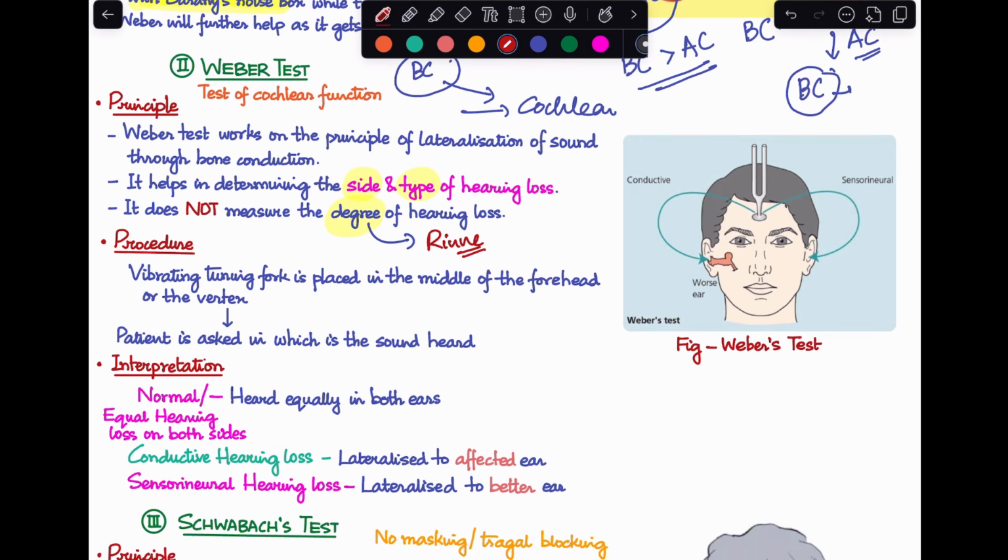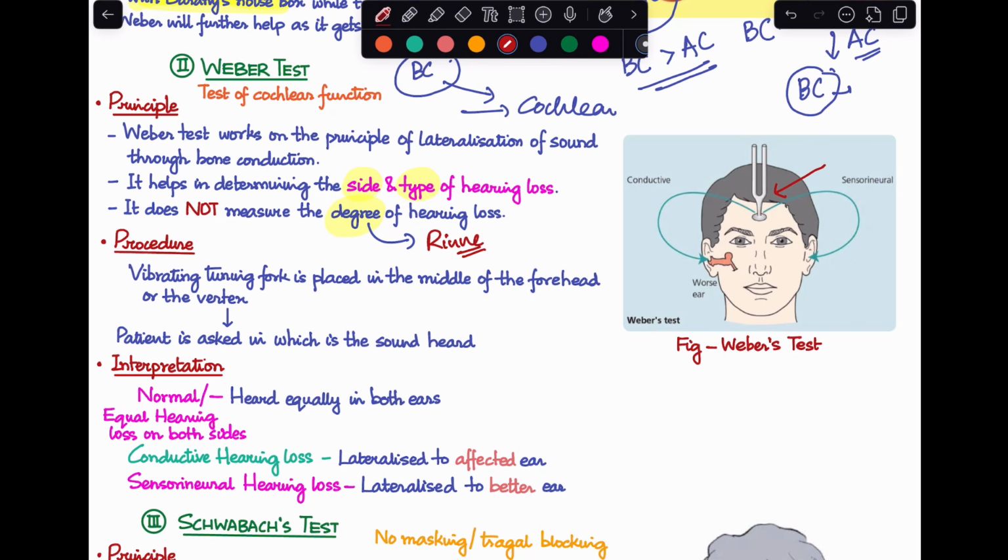How do we perform it? So we'll vibrate the tuning fork, and let's look at the image over here. We'll either place it in the middle of the forehead or the vertex, and then we'll ask the patient, in which ear are they able to hear the sound better? There can only be three interpretations over here. So either the person tells you that they are able to hear equally on both sides.